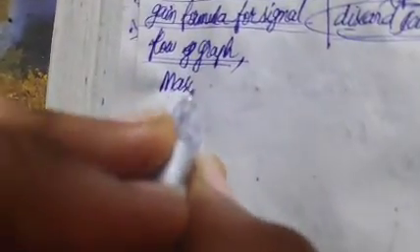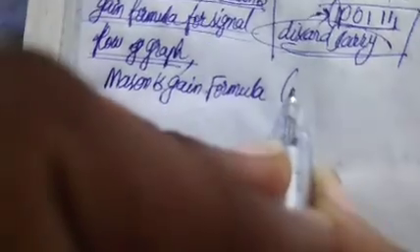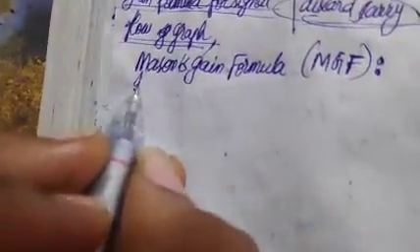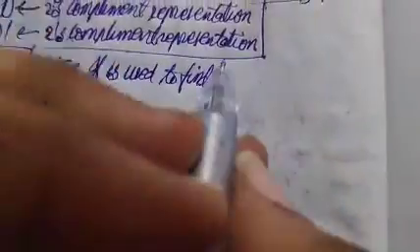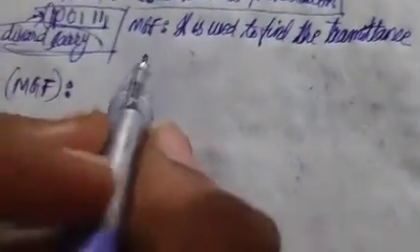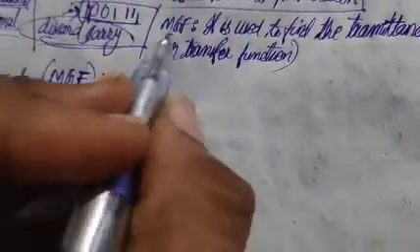This Mason's gain formula, in short we are going to name it as MGF, which stands for Mason's gain formula. This MGF is used to find the transmittance or a transfer function. Another name of transfer function is transmittance, of a linear signal flow graph.